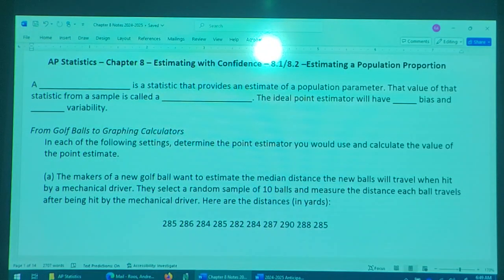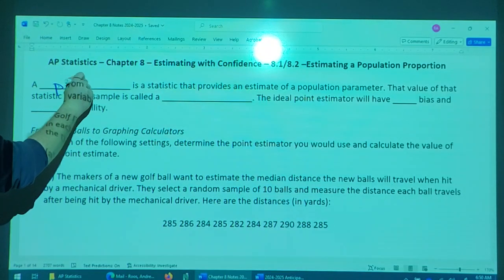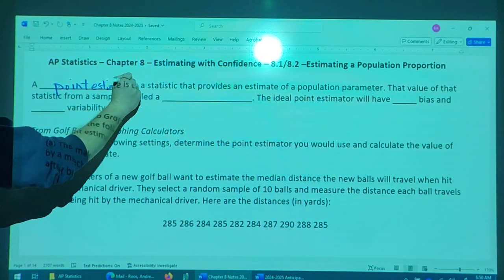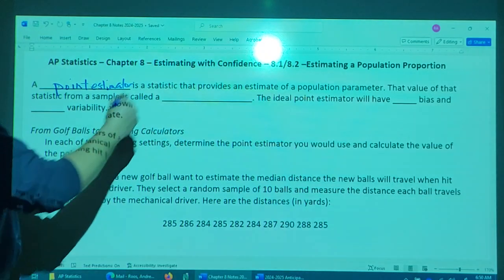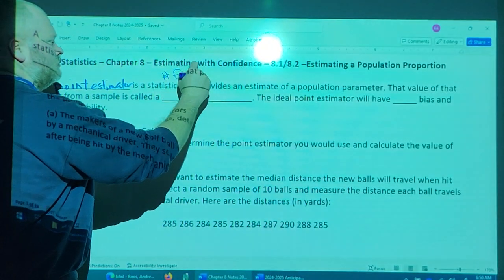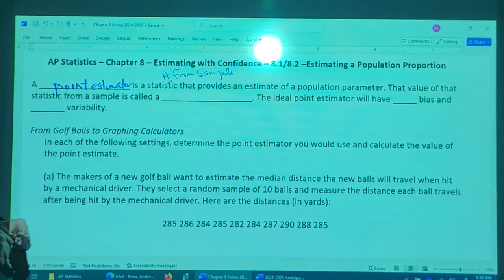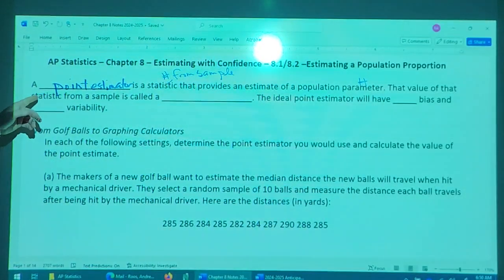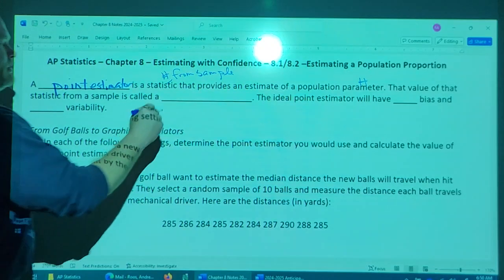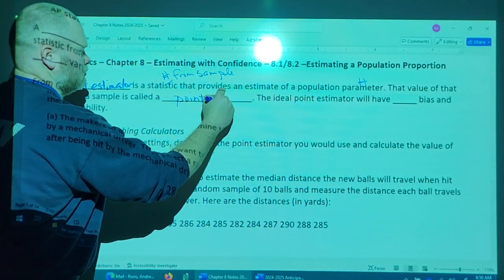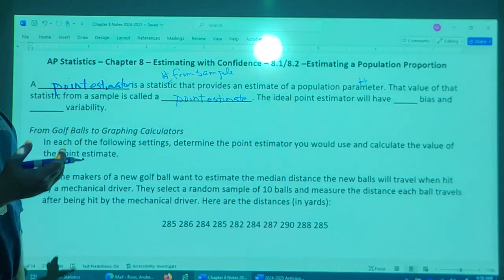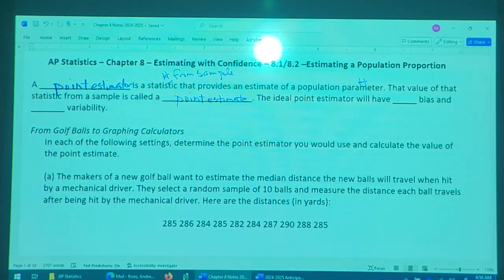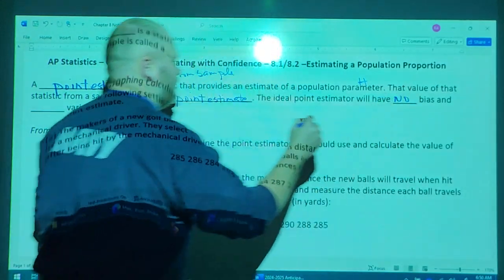All right, so estimating with confidence. So creating confidence intervals. So a point estimator. A point estimator is a statistic, so a number from a sample that provides an estimate of a population parameter, so a number that's describing a population. That value of the statistic from the sample is called the point estimate. So the ideal point estimator will have no bias and low variability.